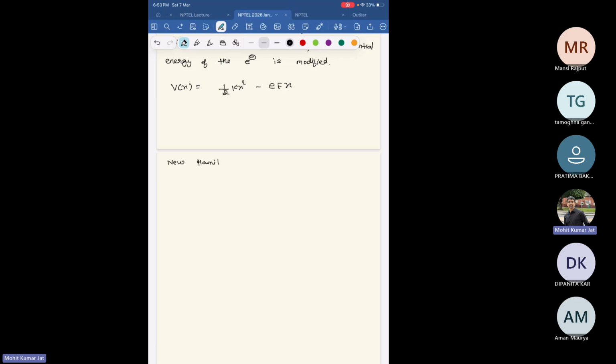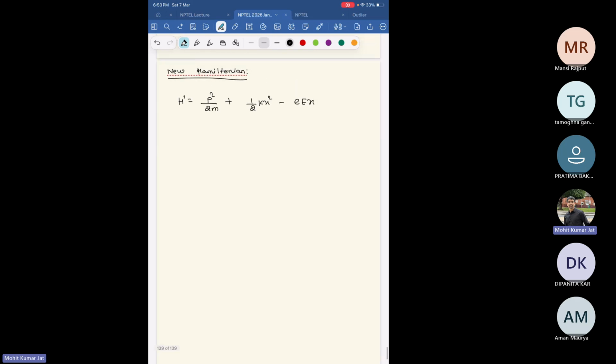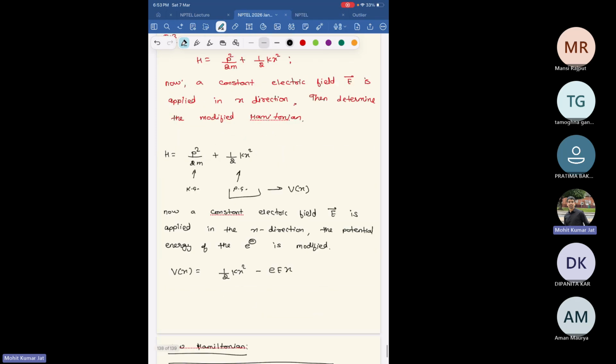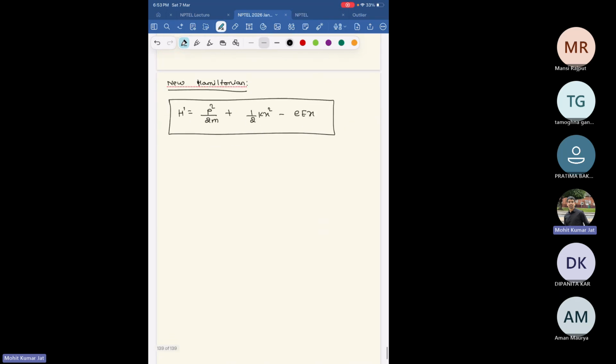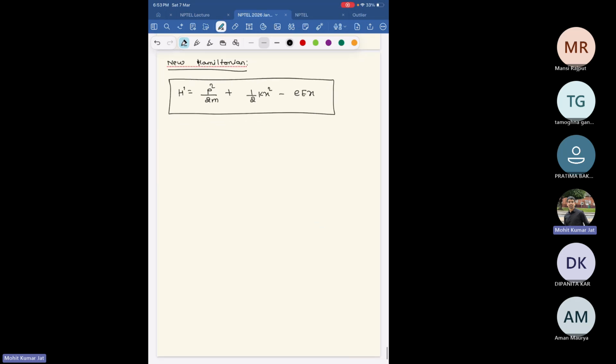So now you have your new Hamiltonian, H prime, which equals p square by 2m plus half k x square minus E x. Let's try to rewrite it. This one only answers the question actually, to determine the modified Hamiltonian, but we want to go a step ahead and write it in a form such that we can write the energy out of it, in a more sophisticated way.